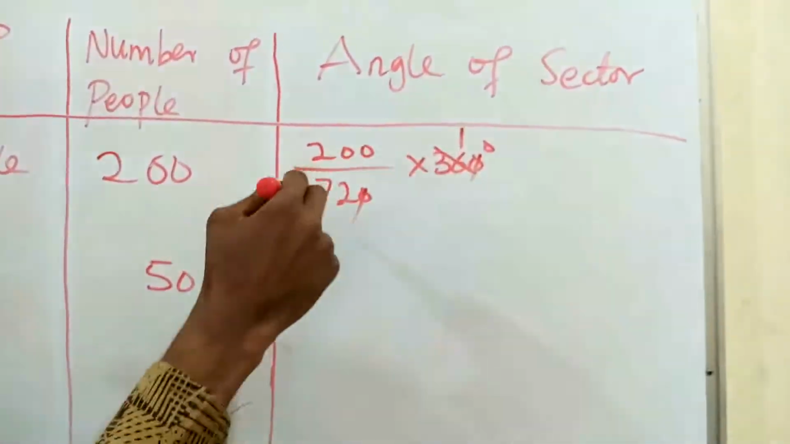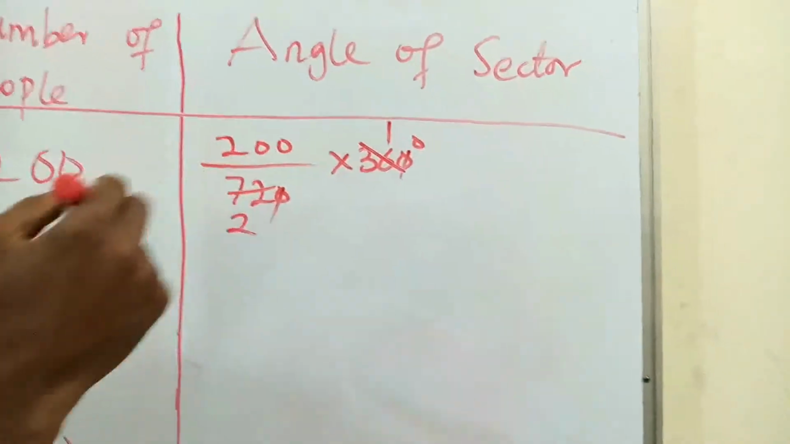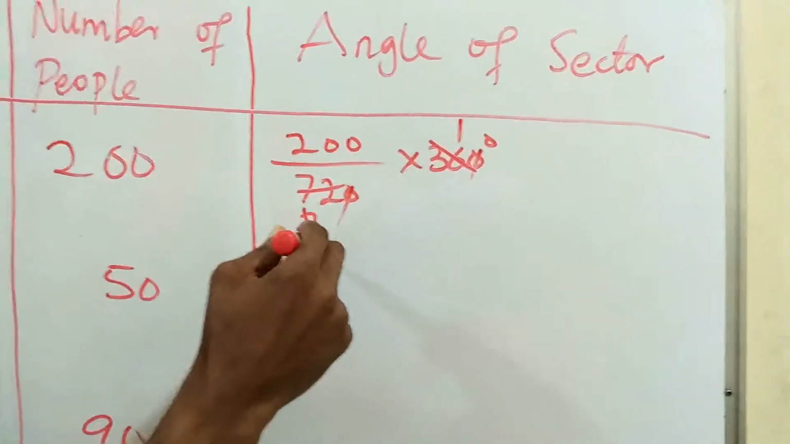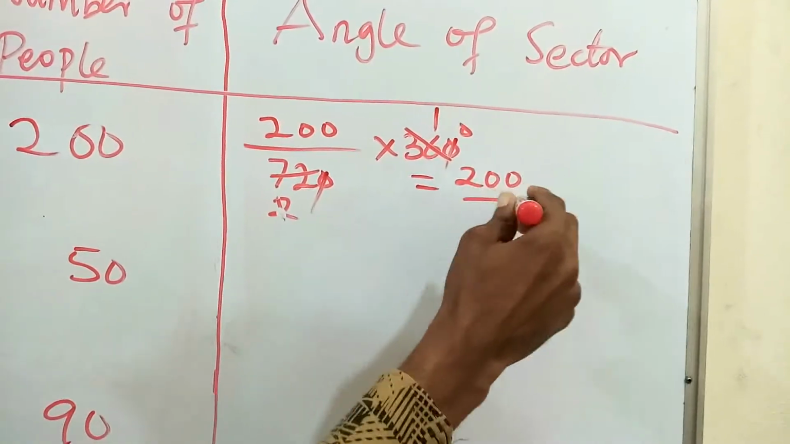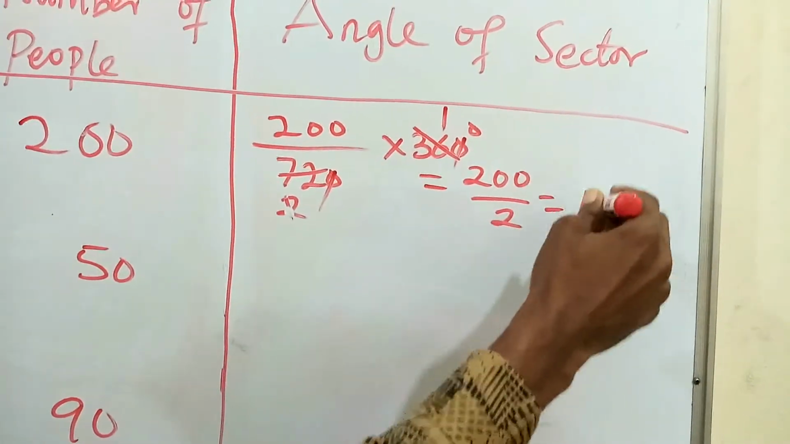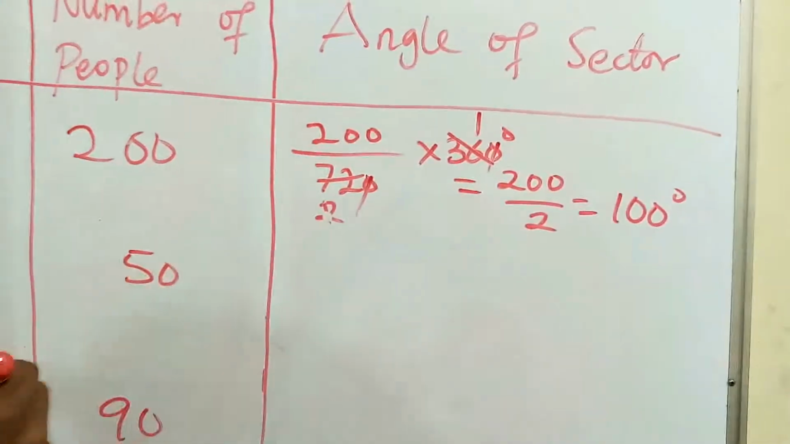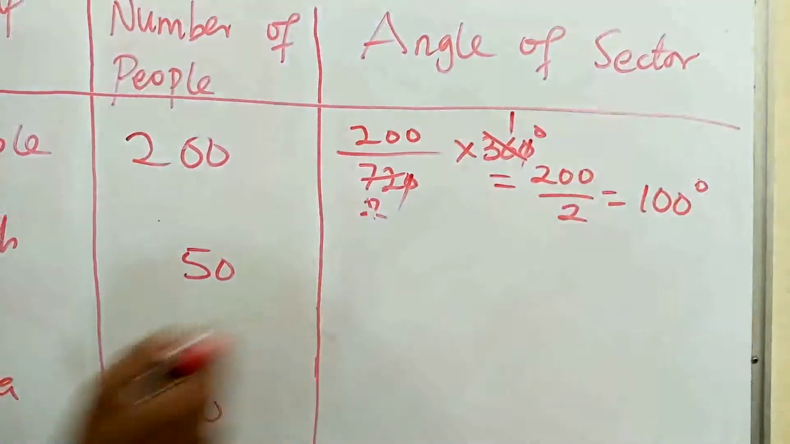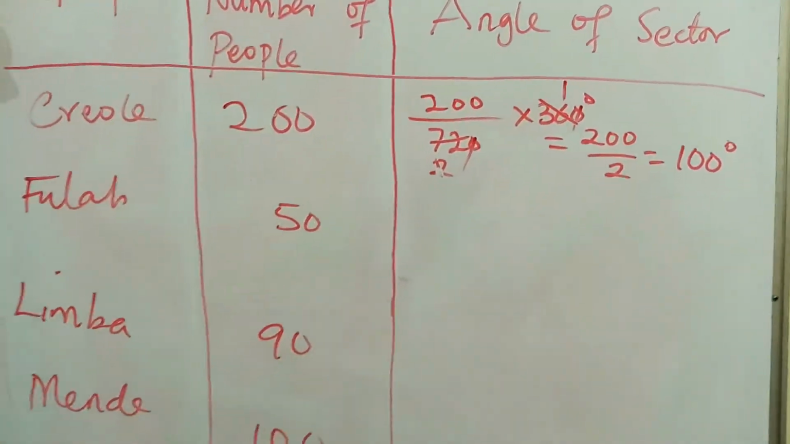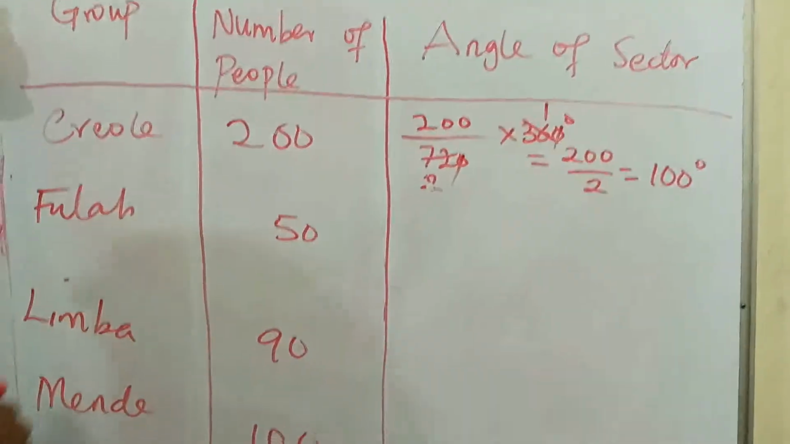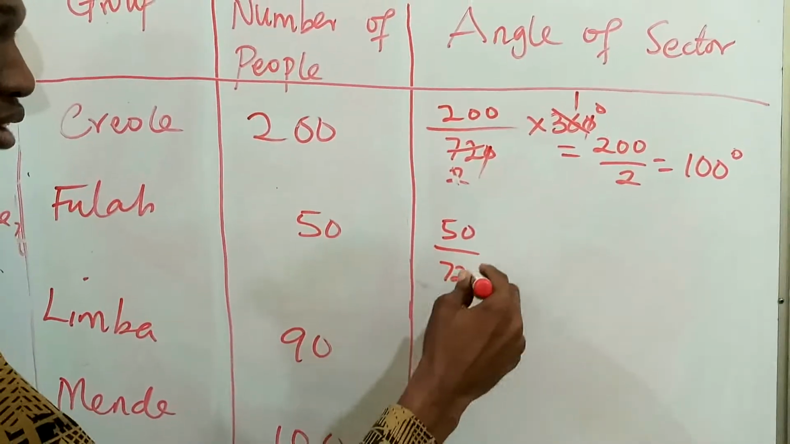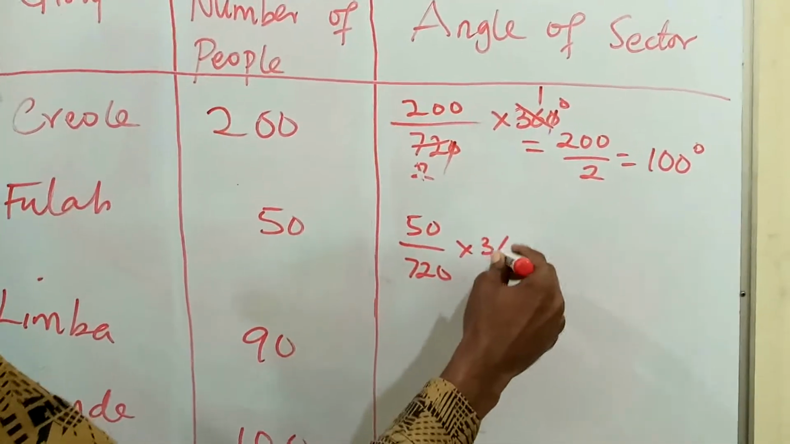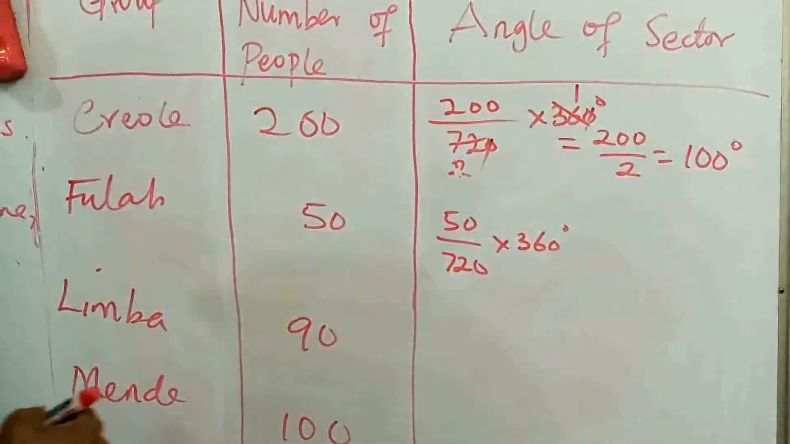36 here is 1, here is 2. Okay, let's take it gradually. We now have 200 divided by 2. That's equal to 100 degrees. So the angle of sector for Creole is 100 degrees. Now for Fula, we have 50 all over 720 times 360 degrees.